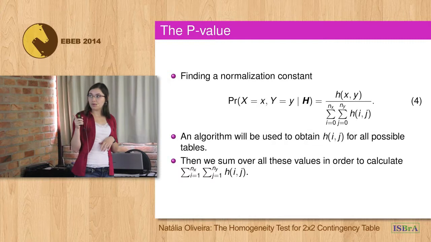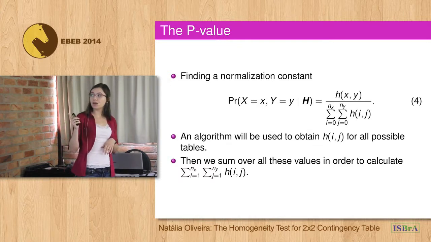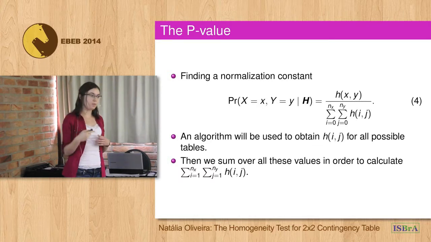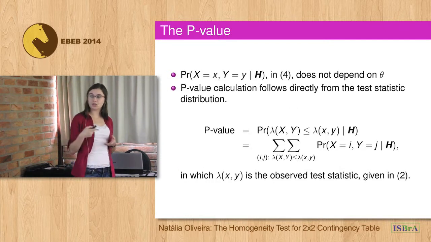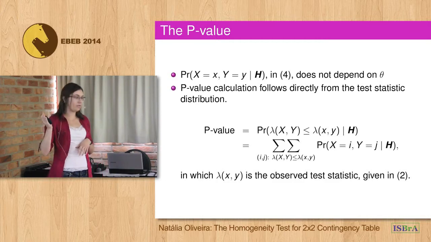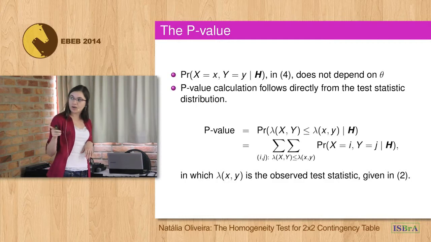From that, to get to a probability, we need a normalization constant. We computed hxy for all possible tables considering nx and ny fixed, found a normalization constant, and ended up with the probability which we call the probability of the table. And since for each table we have a respective test statistic, we automatically have the probability distribution for the test statistic, which does not depend on theta. And using the cumulative distribution function, we have the capital P-value.